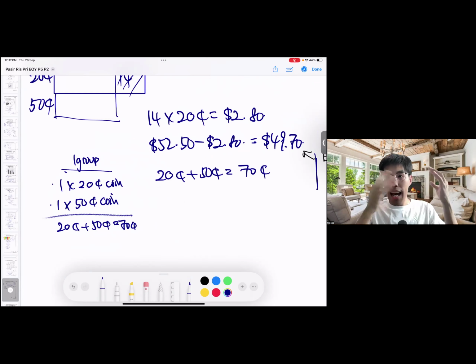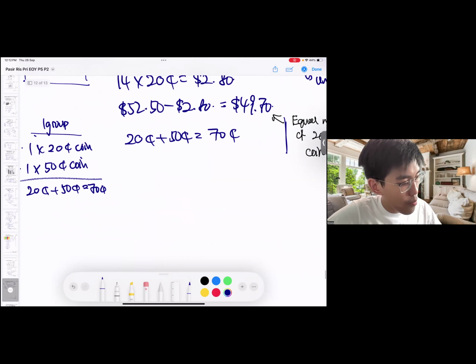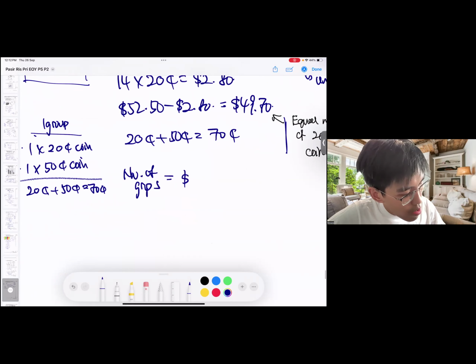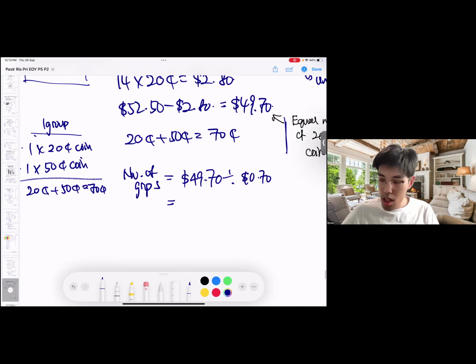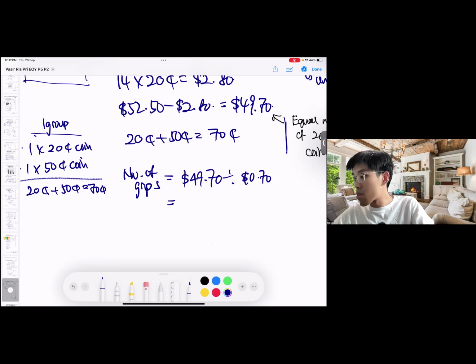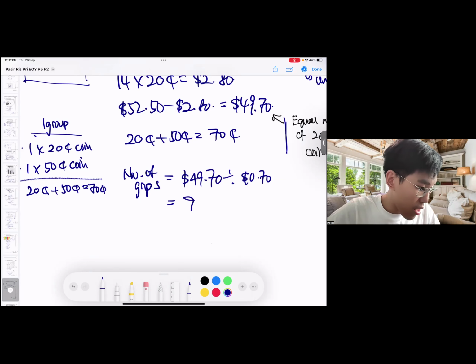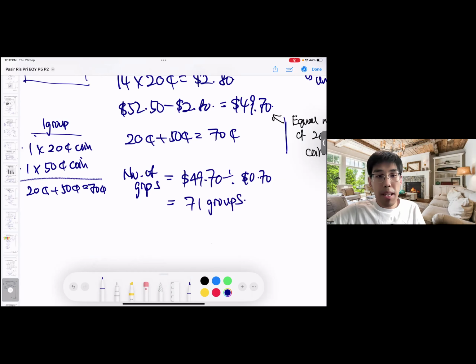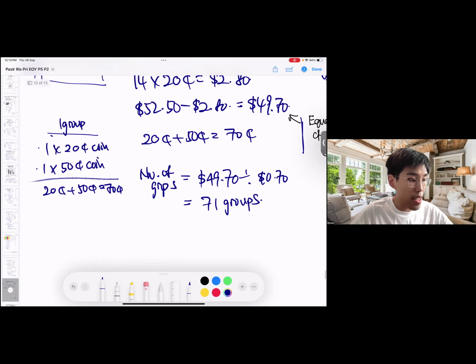Now the question here is, how many groups are there? So we are looking for the number of groups, which is 49.70 divided by 70 cents. Then you will get 71 groups. So that means there are 71 of such a group.